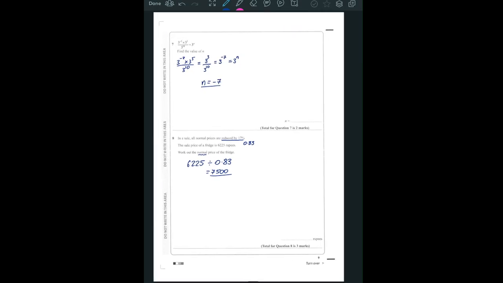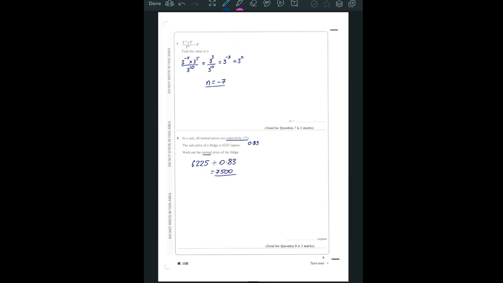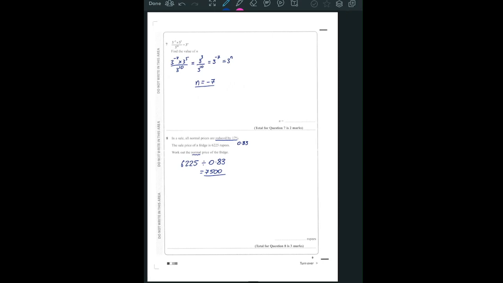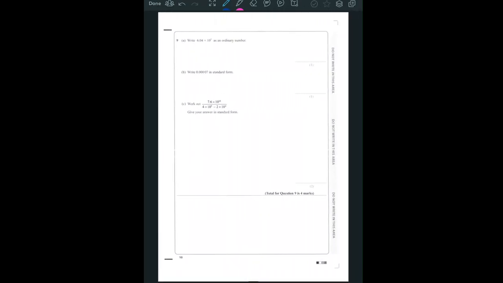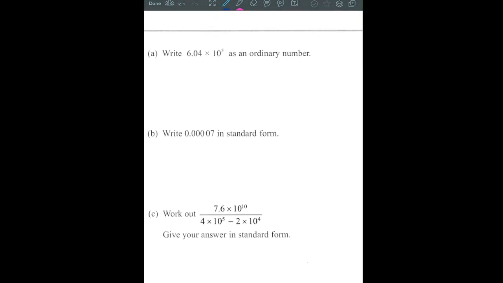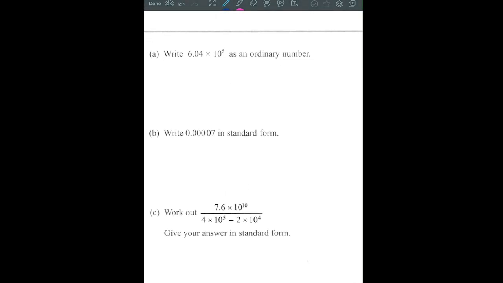3 marks for that question, which is quite generous for only one calculation, but you do have to acknowledge both the decrease and the division rather than multiplication. Question 9, some standard form. Write that as an ordinary number.